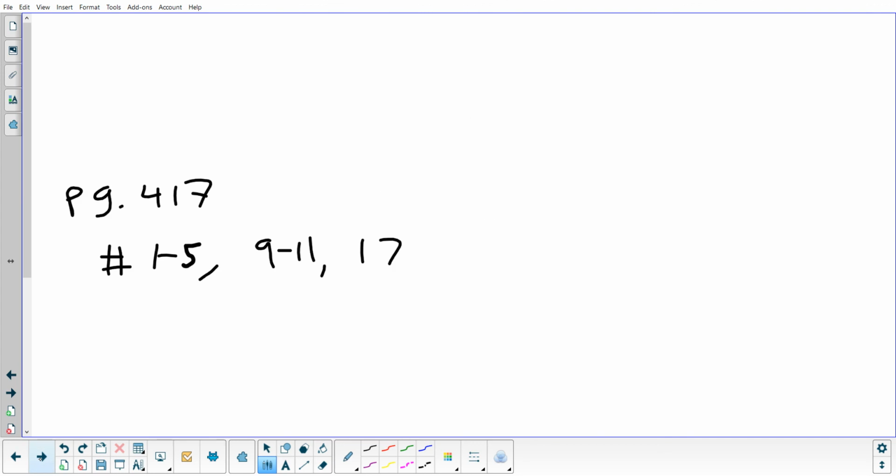All right, so on 417, let me just double check. 1 through 5, that's all numeric. 9 and 11 are proofs like we did earlier, and 17 is a double angle. That's the only double angle. We'll take a look at that tomorrow.